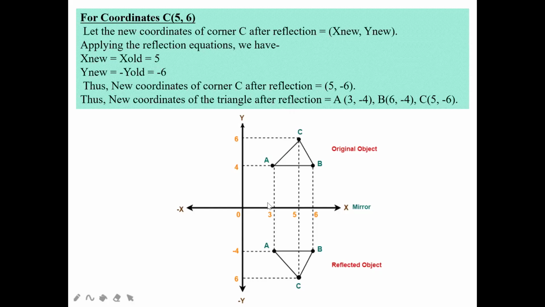To represent this, you can take the unit scale of your x and y axis and draw your original object. Then you have to check your new values, whatever you got. Accordingly, you are going to put the values, and you can map it so that this is the original object, this is my mirror, and this is my reflected object. So this kind of diagram you also need to do. Okay, so this is one example.